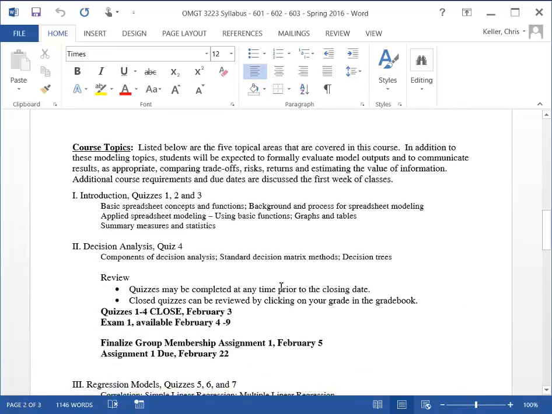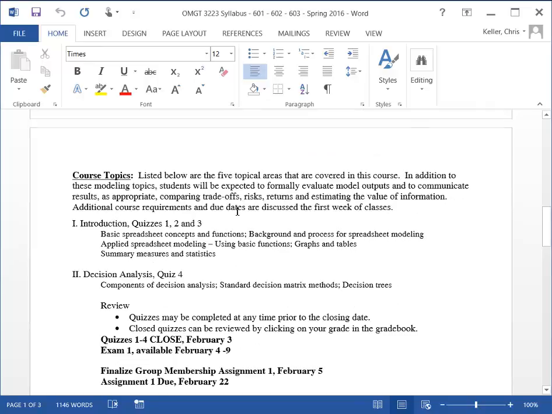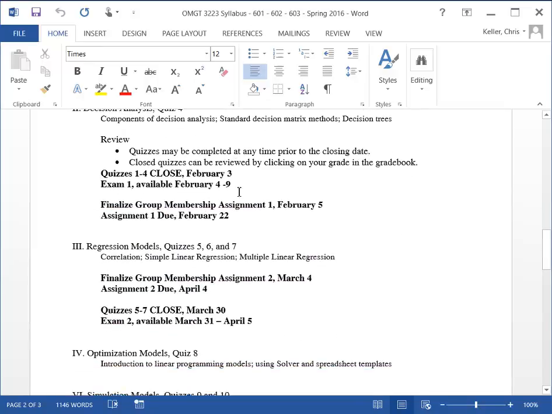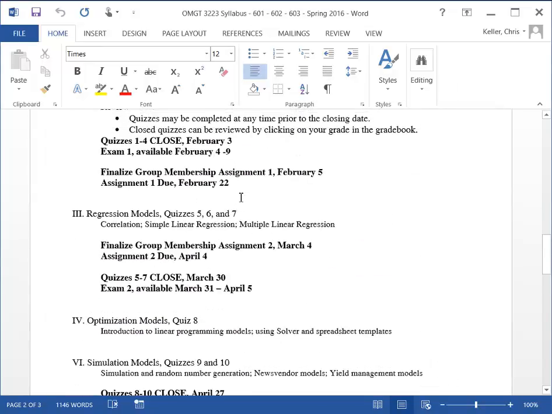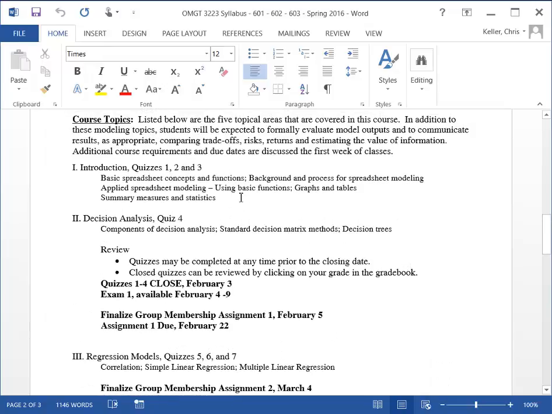Now, on the second page of this I've got a brief outline of the course topics covered, and what I'll really talk about here are the due dates I've highlighted. Quizzes 1 to 4 close February 3rd. The first exam is about a month away, February 4th to the 9th. You've got to be in a group by February 5th. Now, these quizzes close on February 3rd.